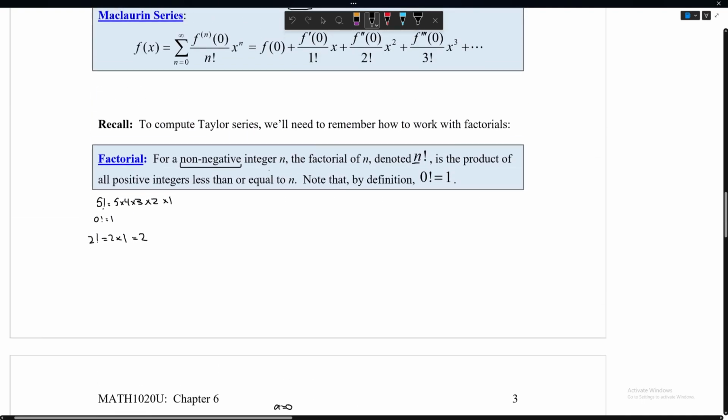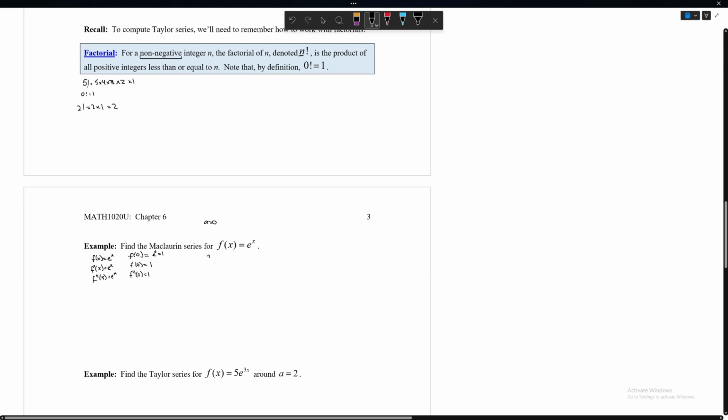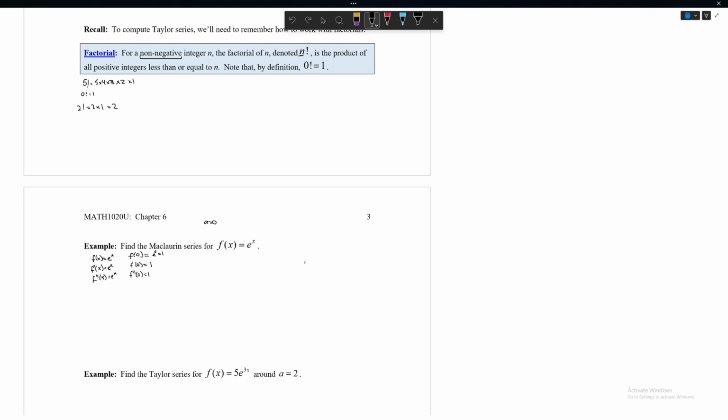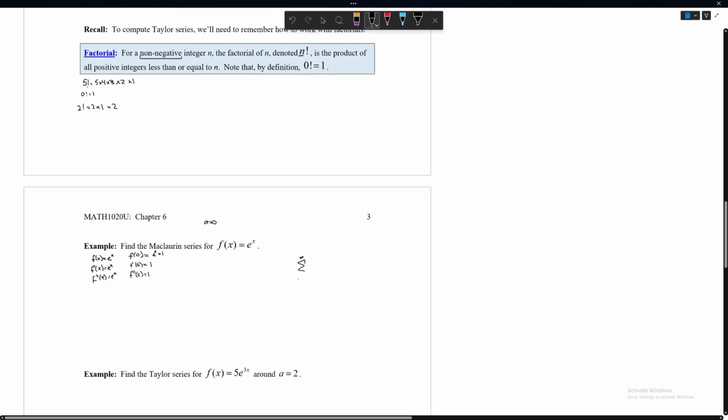Now what we're trying to do is grab this formula and write it out. So you write your sum from n equals 0 to infinity.